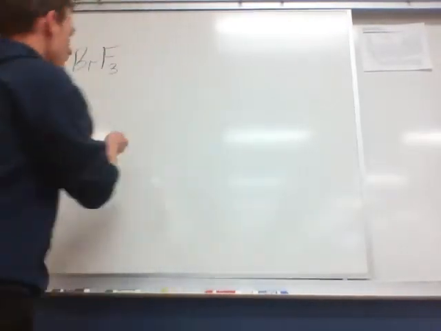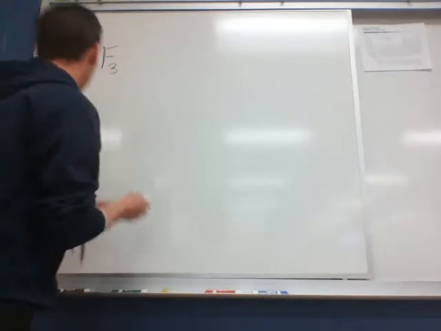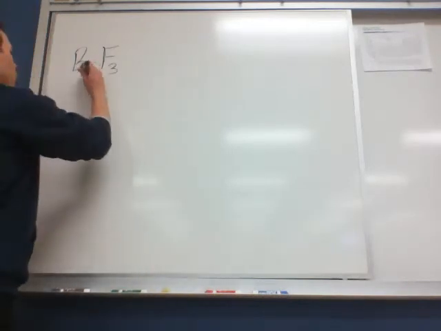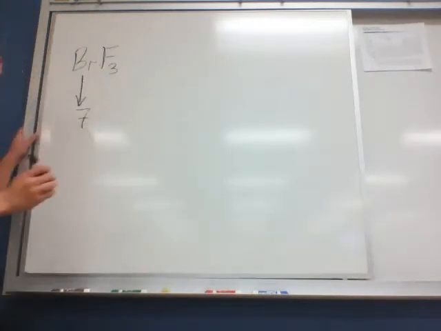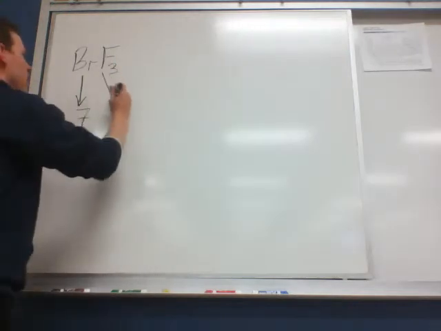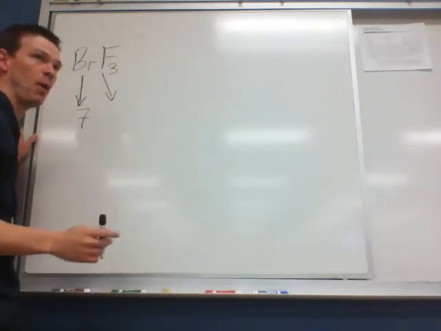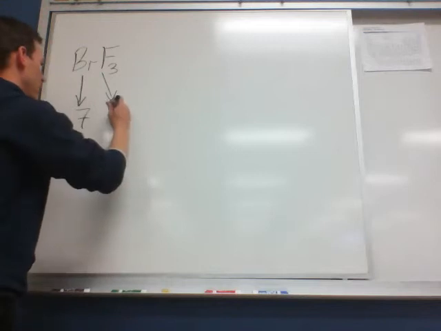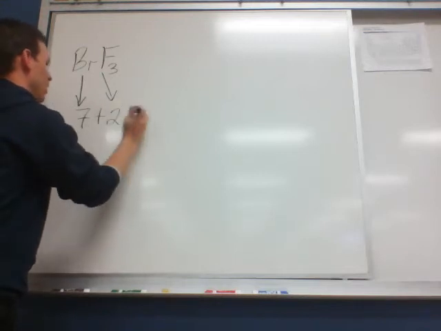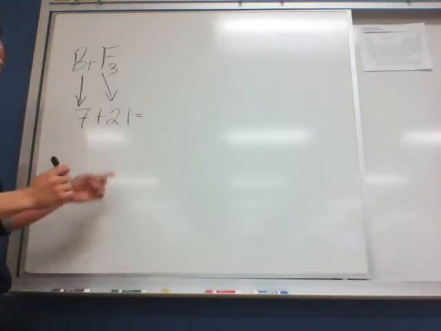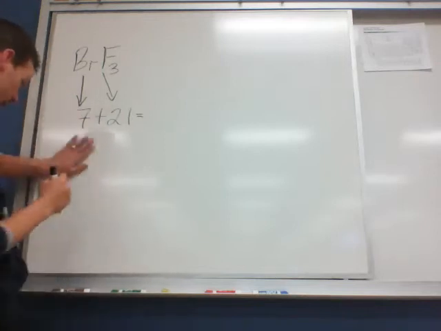All right, so let's remember what this looks like. Bromine is in group 17 with 7 valence electrons. Fluorine is also a halogen, but there's 3 of them. What's 7 times 3? 21. Now you'll notice I'm shorthanding this. This isn't how I showed you to do it. You're supposed to make a list.